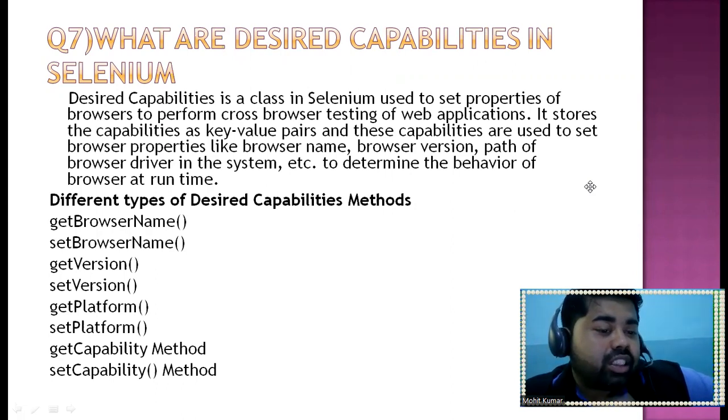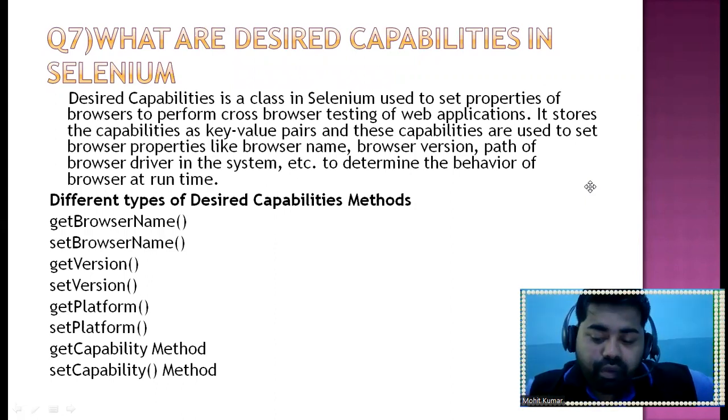These are the methods applicable for the desired capability: get browser name, set browser name, get version or set version name, get platform, set platform, get capability, and set capability. If you want to do the practice, you can just Google it and get the code also, then you can do the practice. I have just given some overview of this.